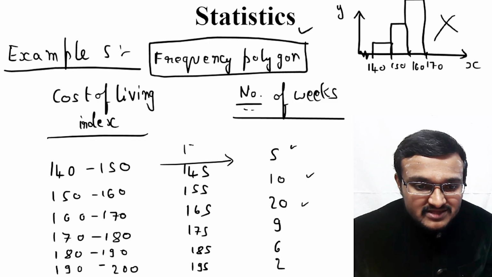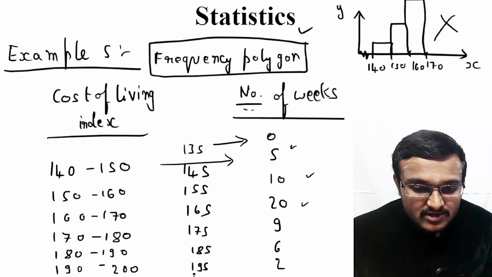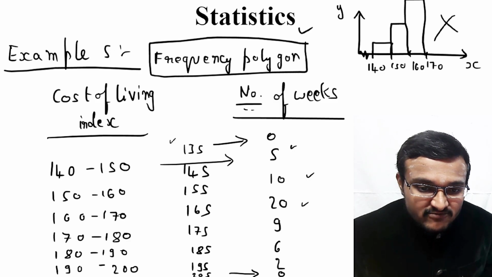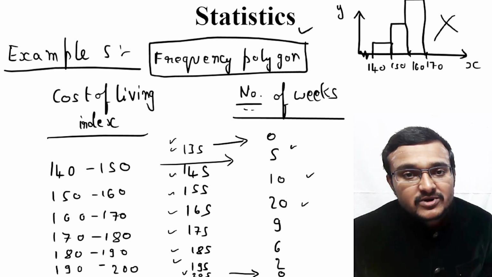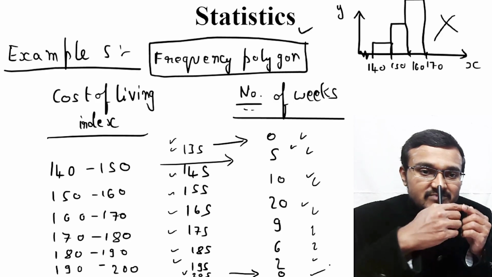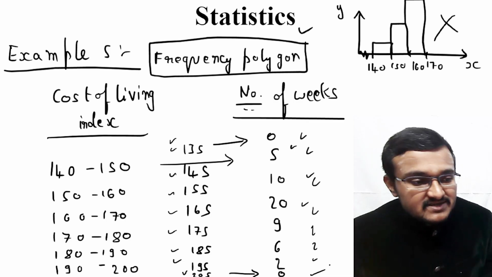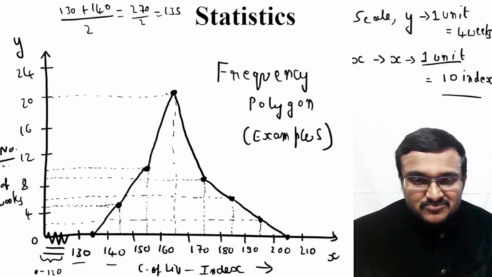Before that it was 135, where for 135 it is 0, and for 205 also it is 0. So starting from 135 till 205, we take 135, 145, 155, 165, 175, 185, 195, 205, and 0, 5, 10, 20, 9, 6, 2, and again it ends with 0. So that means you get a complete polygon. So this is how you have to plot a frequency polygon, and we have plotted it here. So this is all there in this particular video.